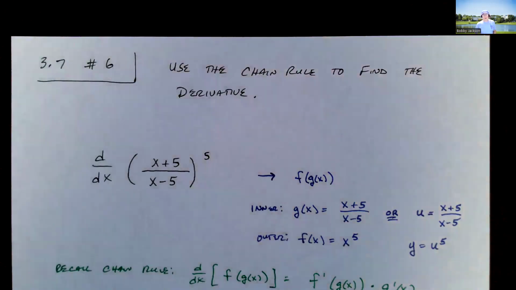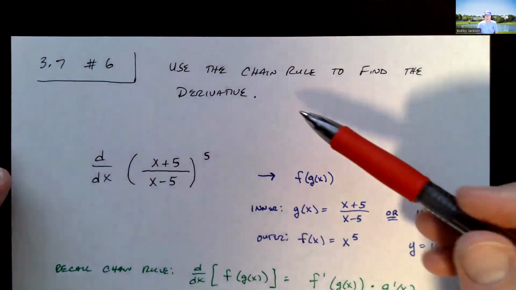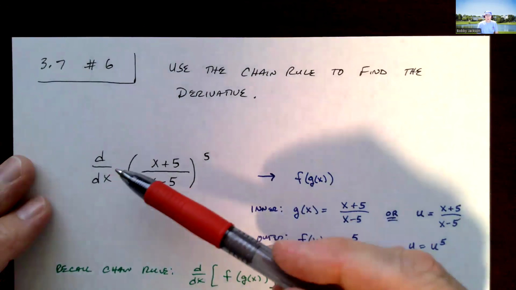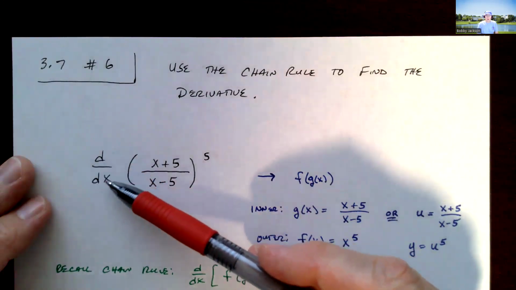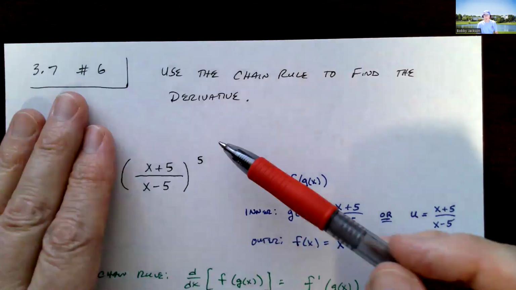Okay, everyone, let's take a look at number 6 in section 3.7. We're dealing with the chain rule here, right? We're going to use the chain rule to find the derivative. And what are we looking at here? This indicates, right, the d over dx indicates take the derivative with respect to x of something.